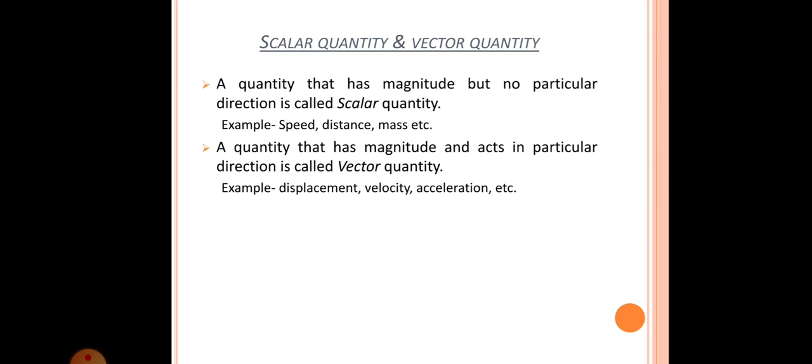And what is a vector quantity? A quantity that has magnitude and acts in a particular direction is called a vector quantity. So those quantities which have magnitude, that means some numerical value, and act in a particular direction, are called vector quantities. Examples are displacement, velocity, acceleration, force. All these are examples of vector quantity. You have to remember what is a scalar quantity and what is a vector quantity.